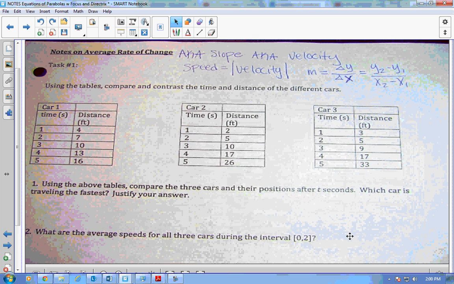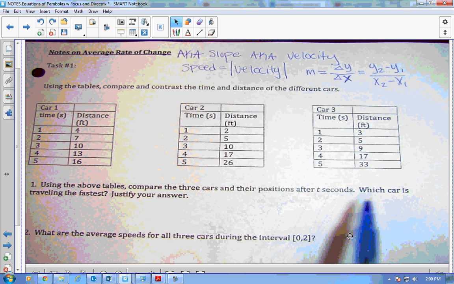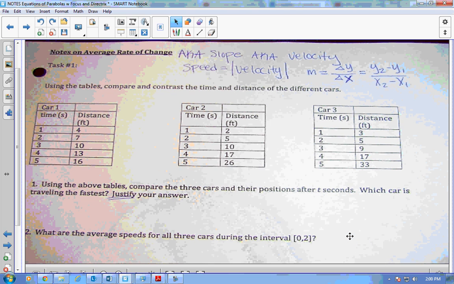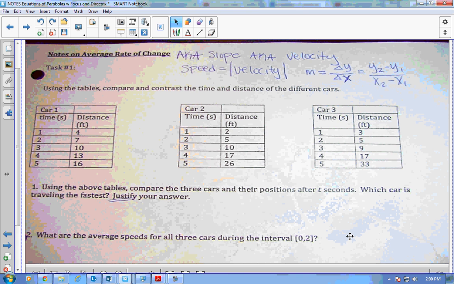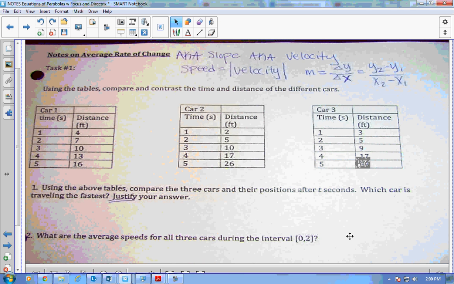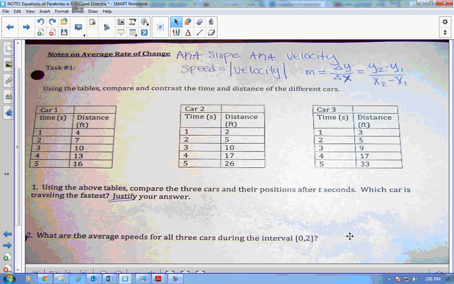Okay, so number one, using the tables above, compare the three cars and their positions after t seconds. Which car is traveling the fastest? Justify your answer. We have car 1, car 2, car 3. How can we find which one's moving the fastest? Well, it depends what we're looking at. Are we looking at the fastest over time, the entire time? Or initial time. So there's some variables. Let's look at over 5 seconds, for the whole 5 seconds.